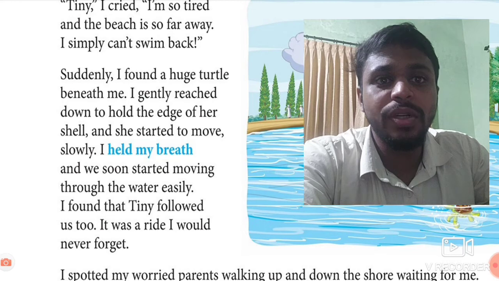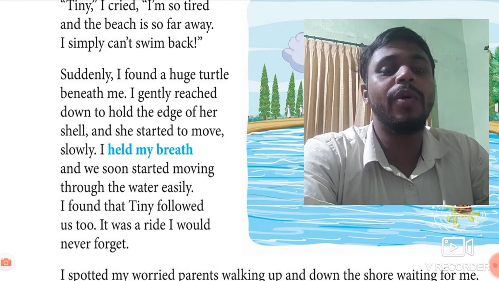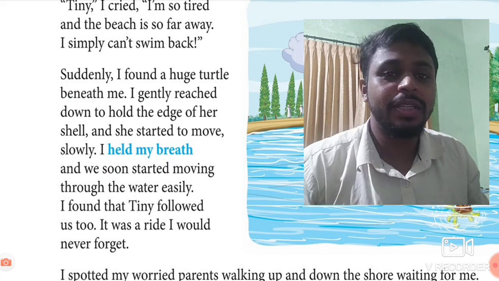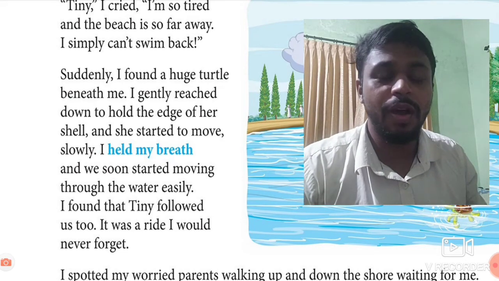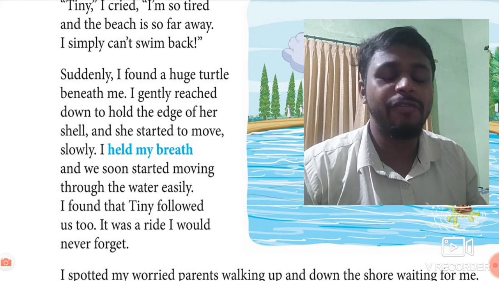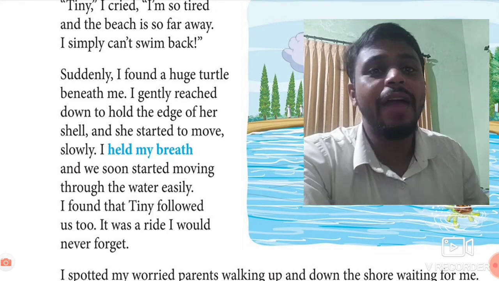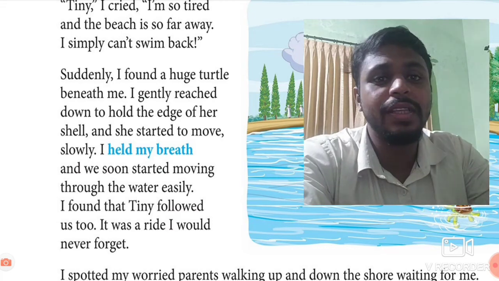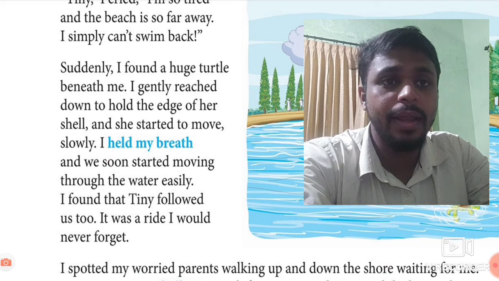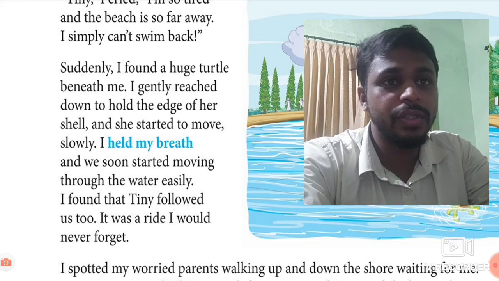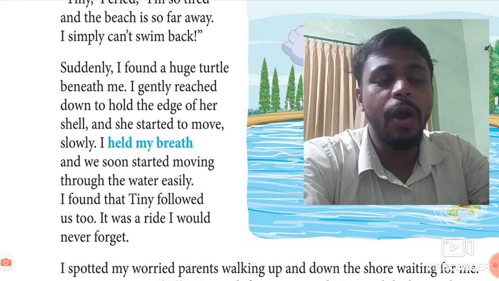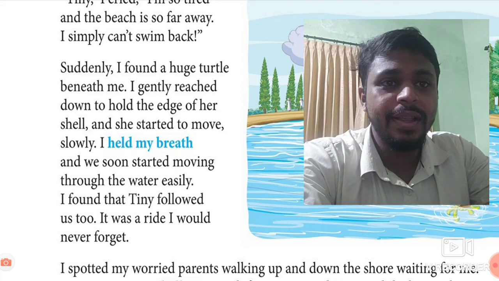And we soon started moving through the water easily. I found that Tiny followed us too, Tiny also followed us. It was a ride I would never forget. I will never forget this ride. Okay, please read this again and again. You have to read at least 3 or 4 times and send the audio to our corner group.